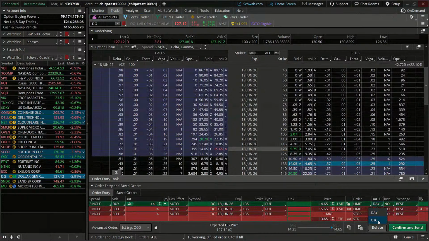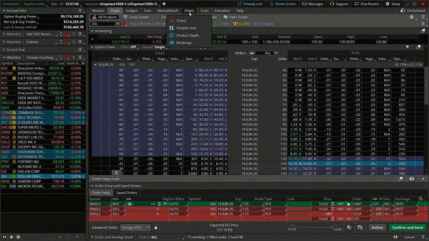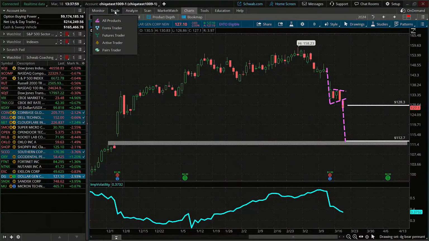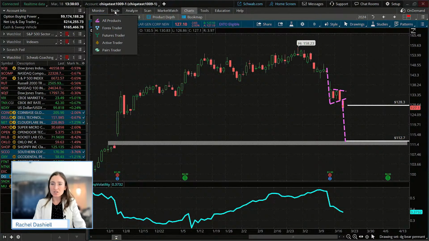So we're going to make these good till canceled. Let's look back at the chart at where we want to possibly take profit on the downside and where we'd want to stop out our losses here. So if I go to the charts tab, right around 112.70 was that level that we'd be looking to target. So let's put a conditional order on that one to say, hey, whatever the price is of the option at that time, we want to get out right around 112.70 if price does reach there.